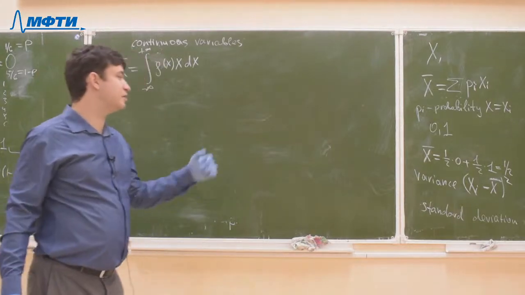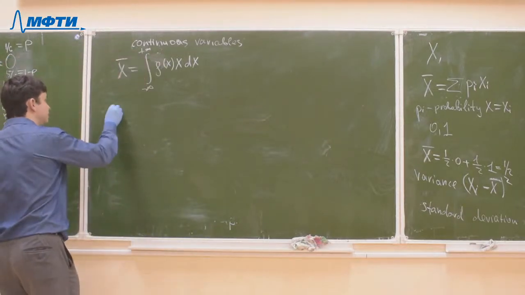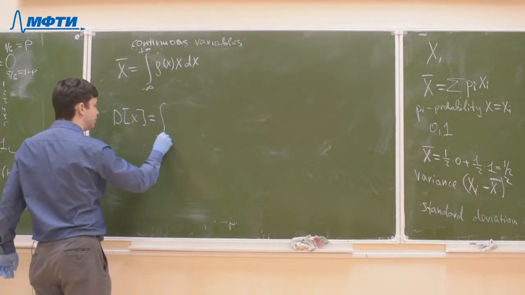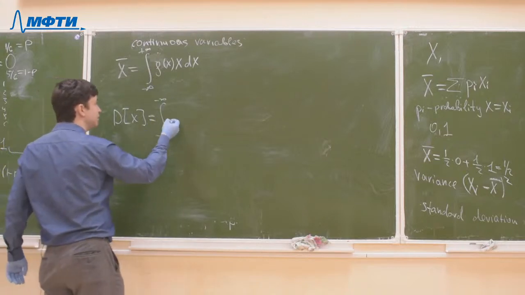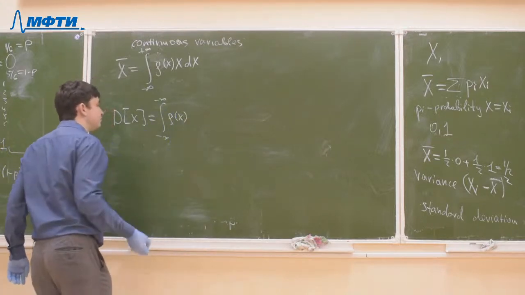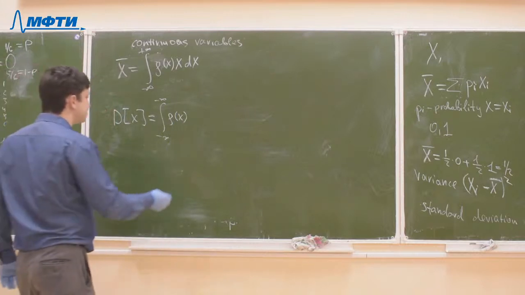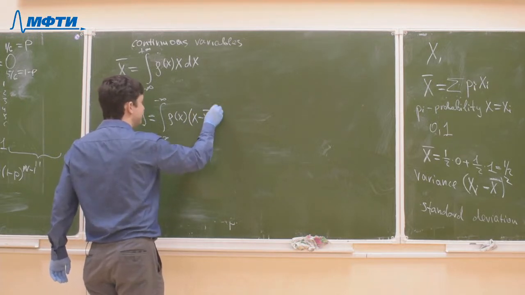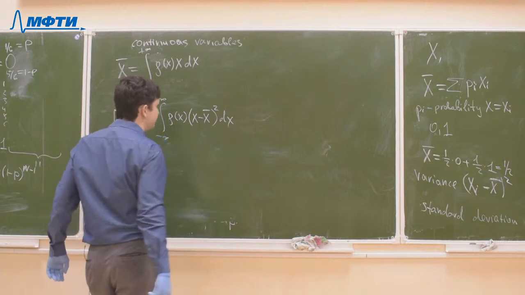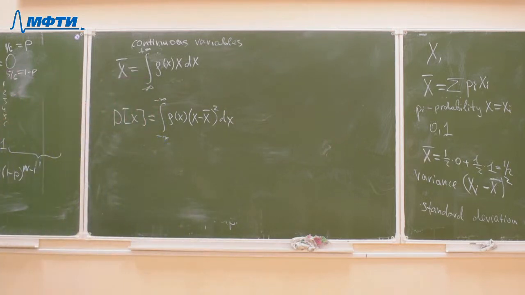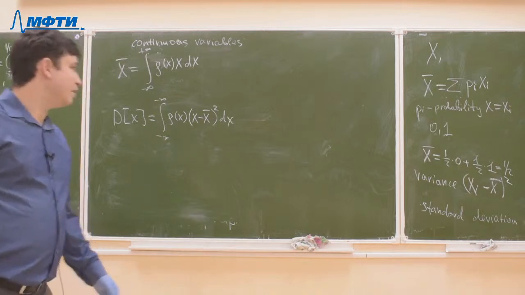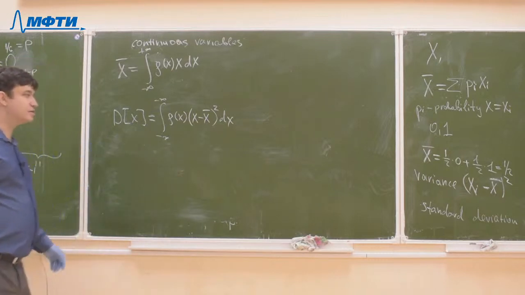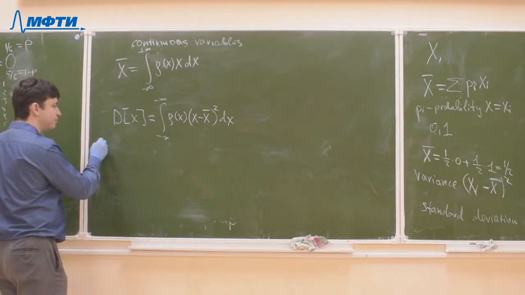And similarly for the standard deviation and variance. So the variance of the number x is given as, again, integral from minus to plus infinity of rho of x multiplied by x minus x average squared, integrated over x. And there is one important theorem about variance. This theorem can be written as follows.